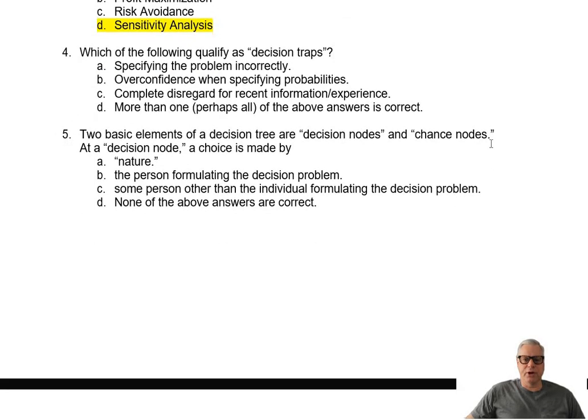Which of the following qualify as decision traps? Well, those are mistakes that a decision maker can make, and of course that involves specifying the problem incorrectly. It could also be overconfidence with specifying probabilities. It could also be the complete disregard for recent information and experience. So the correct answer is more than one, perhaps all of the above answers is correct.